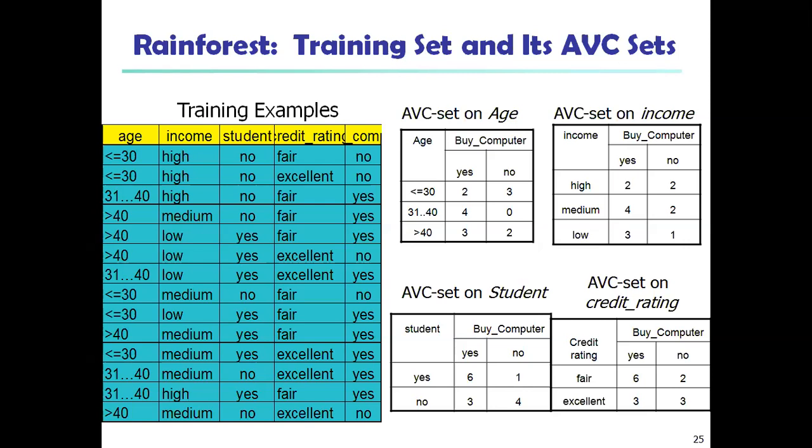So first we have to take the one training example. From that training example, we have to generate the AVC sets on income, student, credit rating. Age, income, student, credit rating, all are attributes. Okay. This is the rainforest.